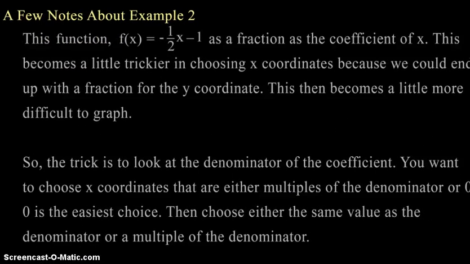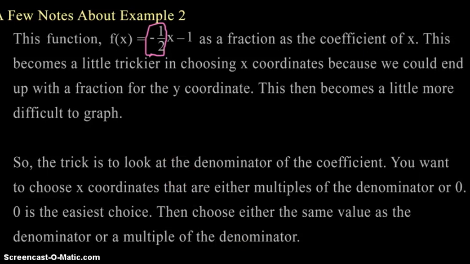So, a few notes about example number 2. So, this function f(x) is equal to negative 1 half x minus 1, has a fraction as the coefficient of x. So, fraction daw yung coefficient ng x natin. So, that is negative 1 half. So, this becomes a little trickier in choosing x coordinates because we could end up with a fraction for the y coordinate. So, this then becomes a little more difficult to graph.